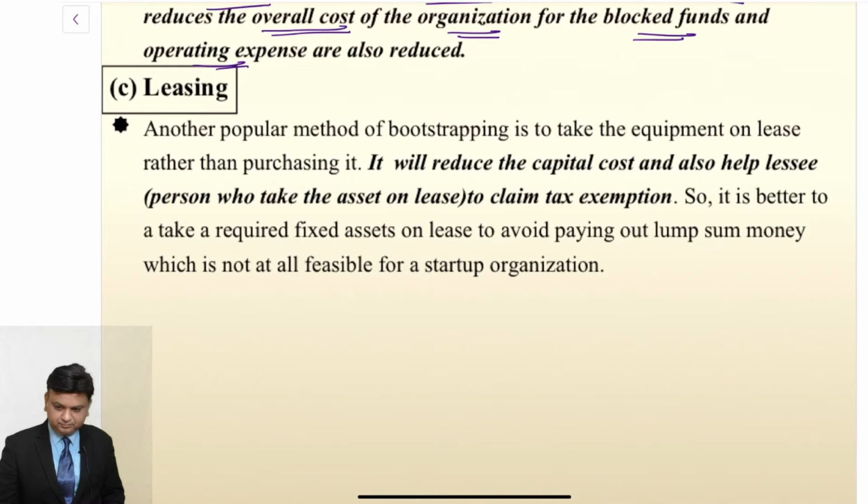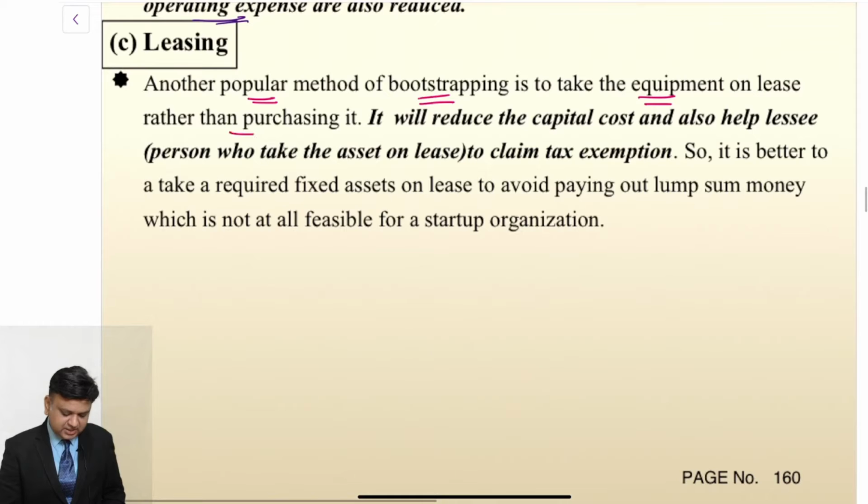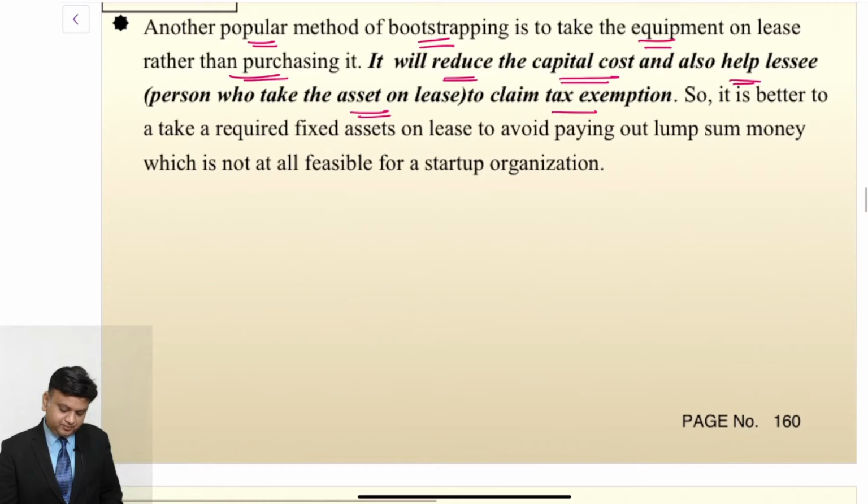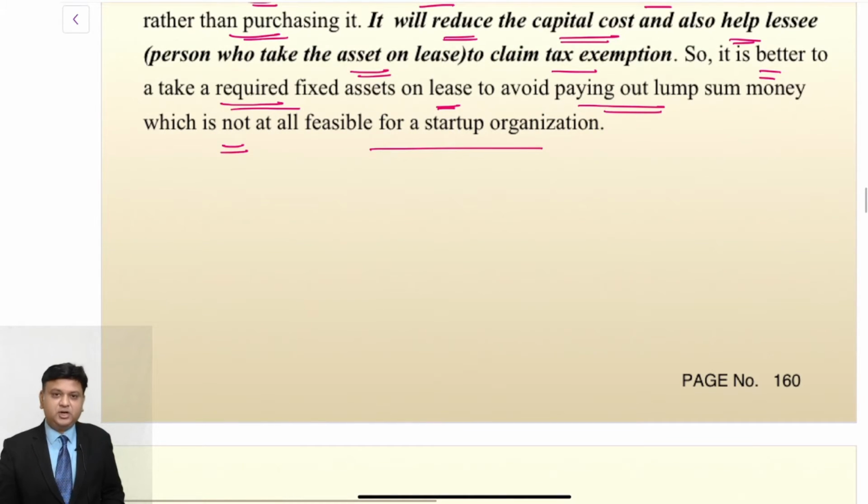Leasing. Leasing is something where you acquire an asset on rent, so you don't have to invest. Another popular method of bootstrapping is to take the equipment on lease rather than purchasing it. It will reduce the capital cost and can help the lessee, the person who takes the asset on the lease, to claim tax exemption. It is better to take the required fixed asset on lease to avoid paying out lump sum money, which is not at all feasible for a startup organization.